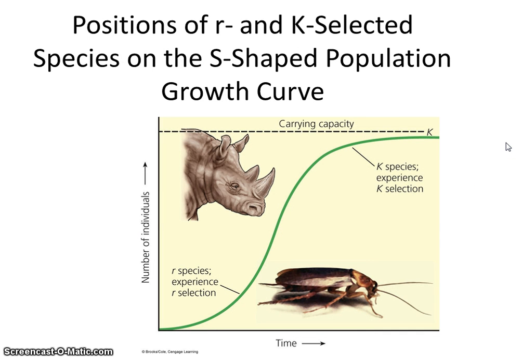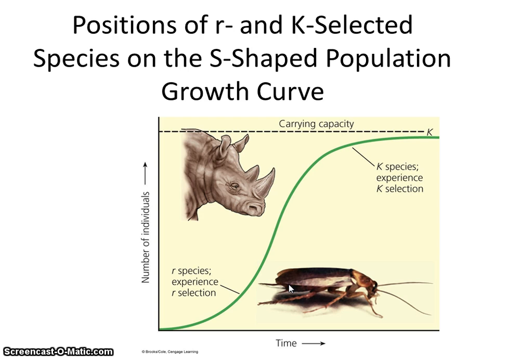R and K selected species, I already talked about this a little bit, but one thing to keep in mind is that R selected species have very quick growth. K selected species tend to be much slower, especially slowing down near the carrying capacity level. Some characteristics for R selected: they reproduce quickly, they reproduce early in life, and they have large batches, litters, or seeds. However they reproduce, they produce lots at a time.